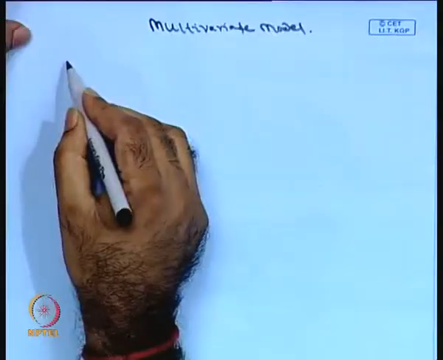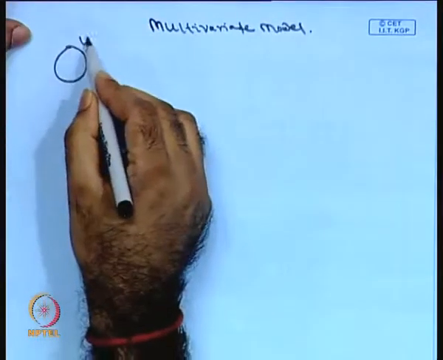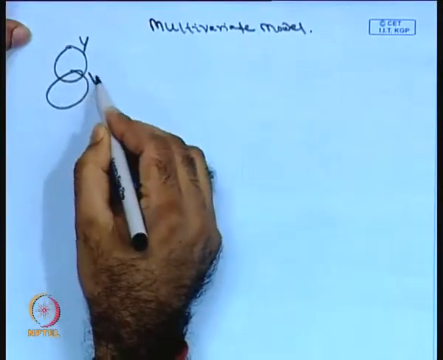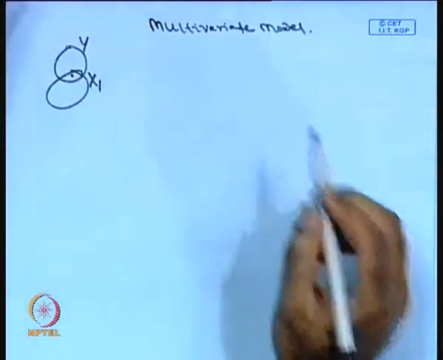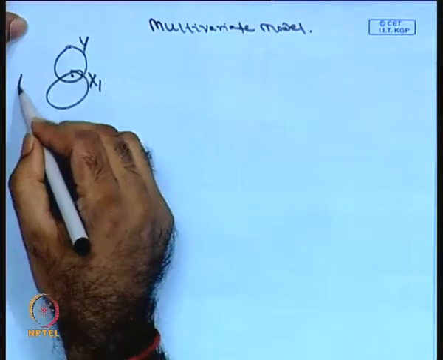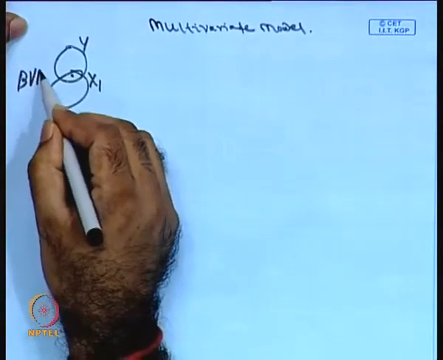So, the starting point of the case is one is y here, another is x1 here. We would like to know what is the influence of x1 on y. So, this particular structure is called bivariate econometric modeling.